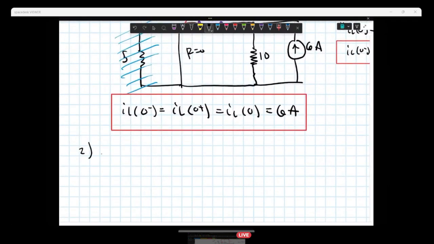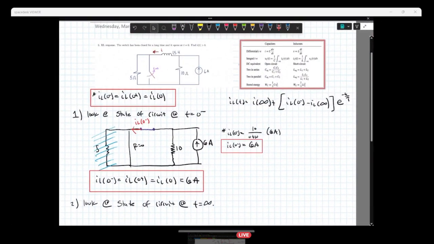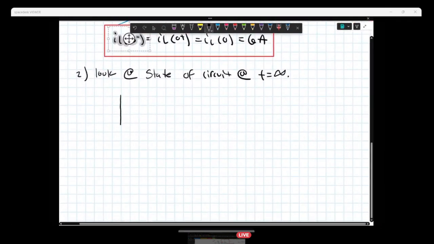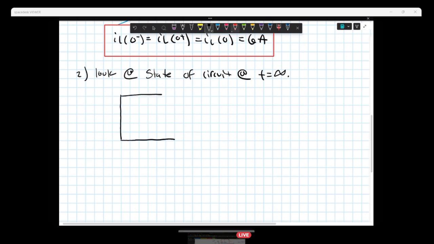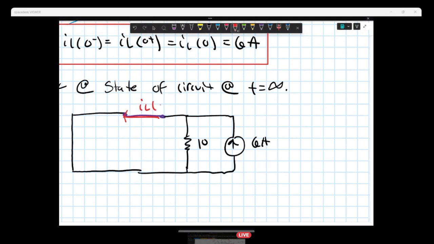So now we look at the circuit at t equals infinity. At t equals infinity, this switch has been flipped up. So all you're left with is just this. You have the inductor once again shorted. You have 10, and I think this was 6. Yeah, 6a, 10. And then you're asked to find this here. This will be IL of infinity.